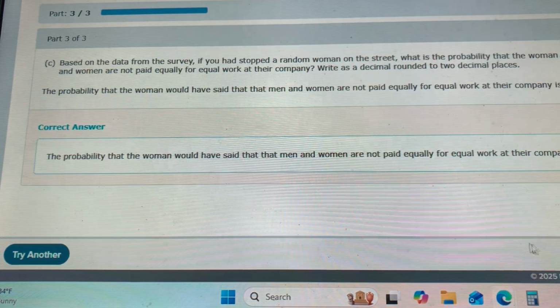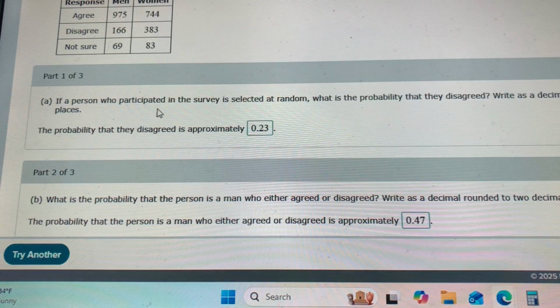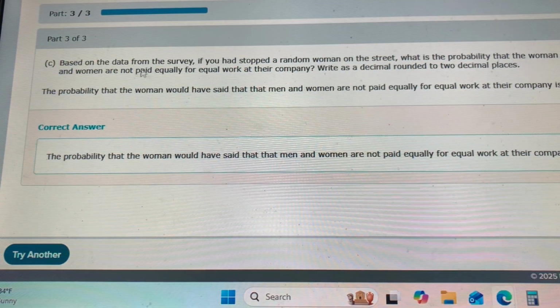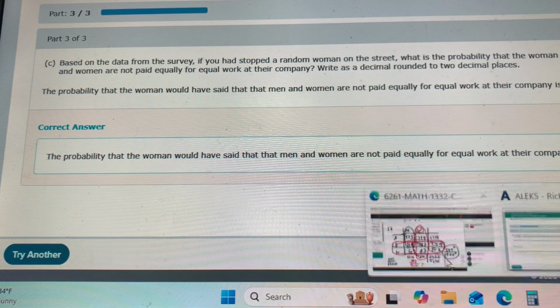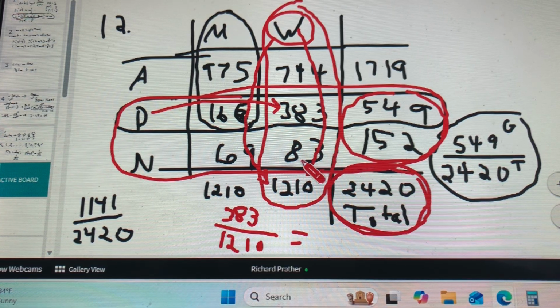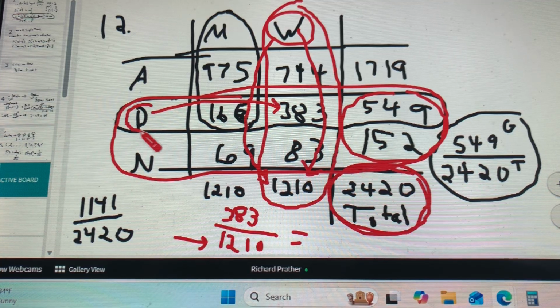So go back here real quick and see how the first two problems said if a person is selected at random. If a person is selected. But in part 3, it's a woman that's selected. So what happened is it narrowed down who we're dealing with. Most of the time, you're dealing with the grand total of the people. But if you know you have a man or a woman, then you get one of these side totals instead for the denominator. And then inside that row or column, you want to find who disagrees with this, but not who disagrees out of all the people. It's who disagrees among the women.